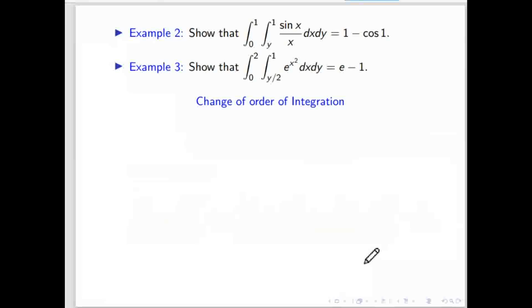Now there are examples 2 and 3. Here you have to integrate the function sin x by x dx dy. It is clearly written dx dy, that means you have to integrate first with respect to x and then with respect to y. So that is the question. Can anyone tell how to do the integration of sin x by x with respect to x?